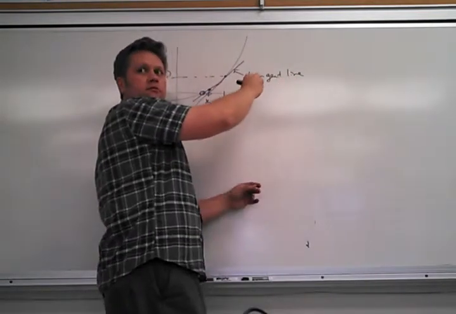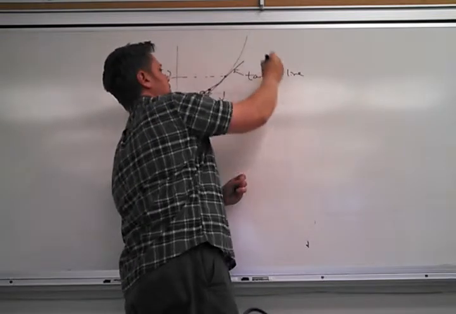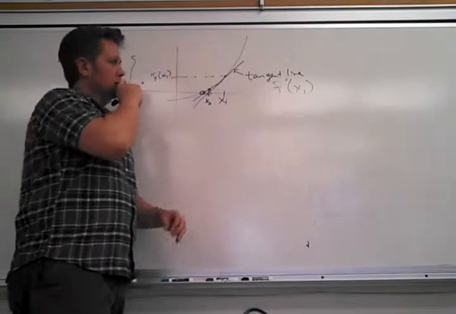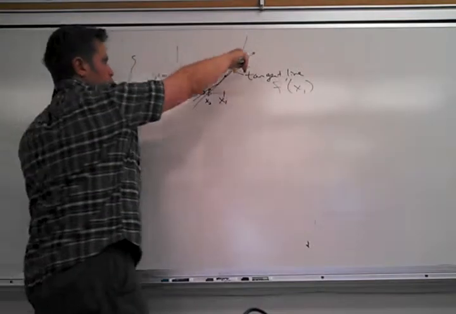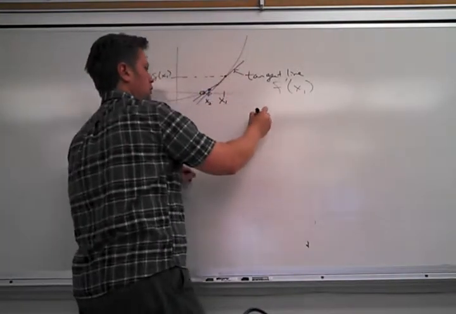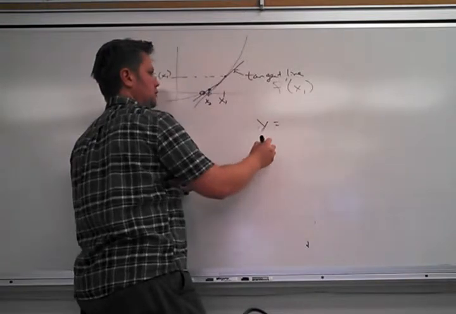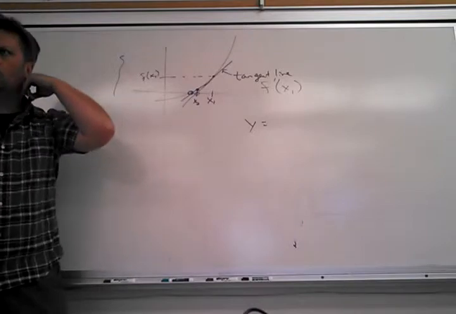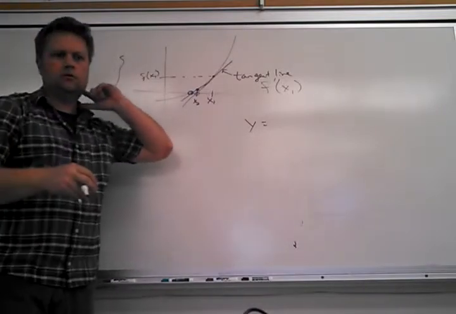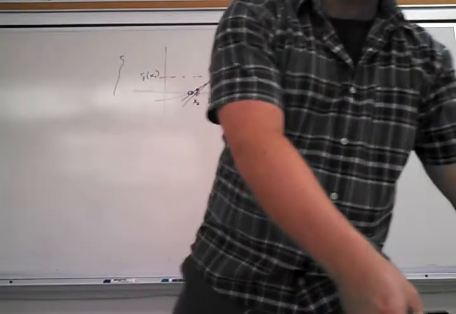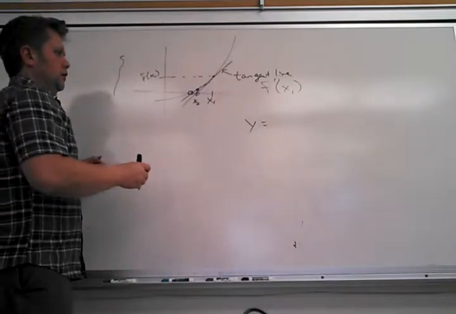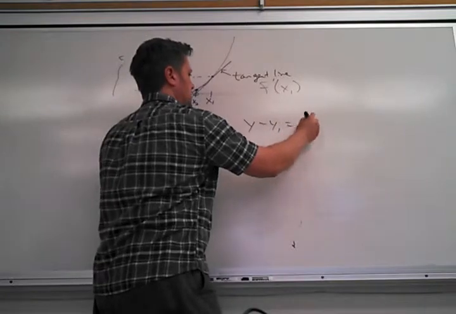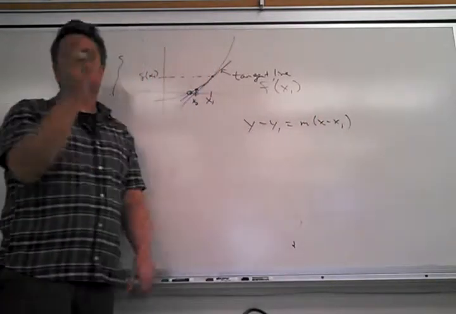Don't overthink it. Yeah, so it's f prime at x1. I like it. So the equation of this tangent line would be y equals. How would you get the equation of this tangent line? Well, you do it like this. We got y minus y1 equals m times x minus x1, right? That's always true for any line anywhere.